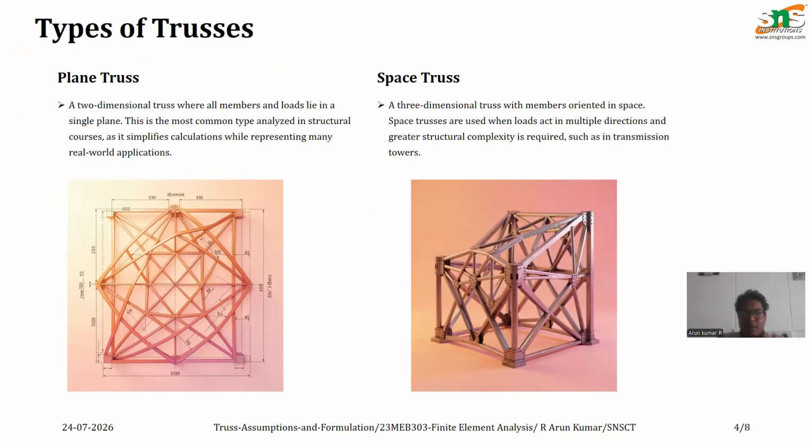So the next is the types of truss. The trusses may be classified into two: one is plane truss and the other is space truss. So what is the plane truss? A two-dimensional truss where all the members and loads lie in a single plane. This is the most common type analyzed in structural courses as it simplifies the calculation while representing many real-world applications. The space truss is nothing but a three-dimensional truss with the members oriented in space. Space trusses are used when the load acts in multiple directions and greater structural complexity is required.